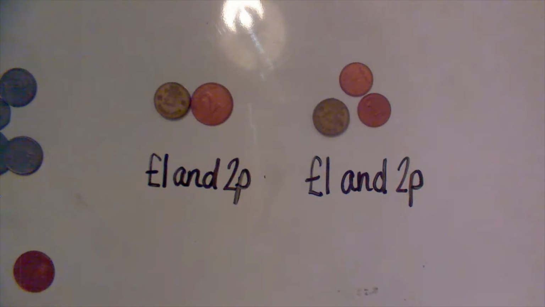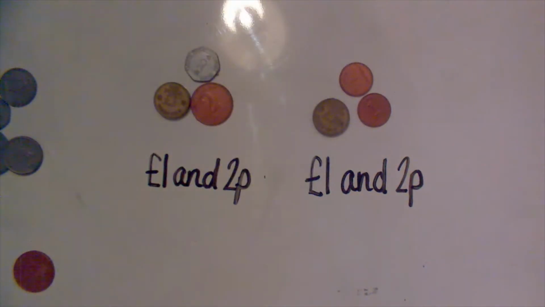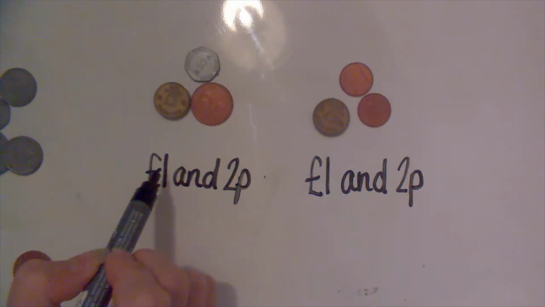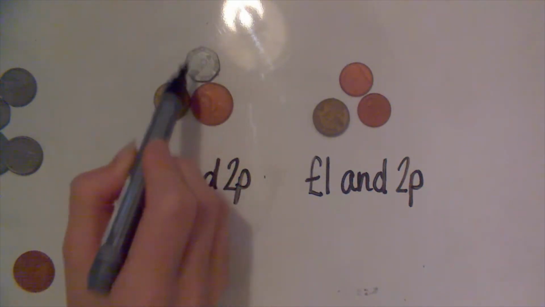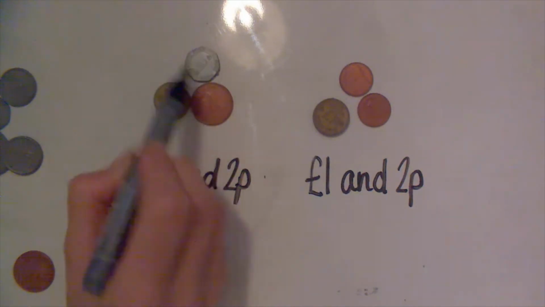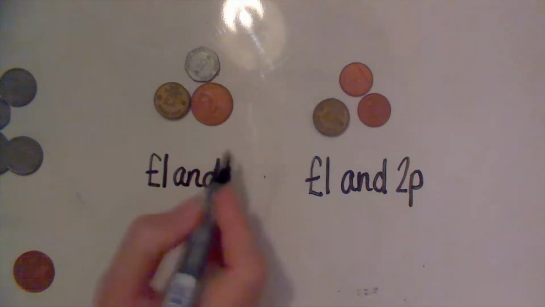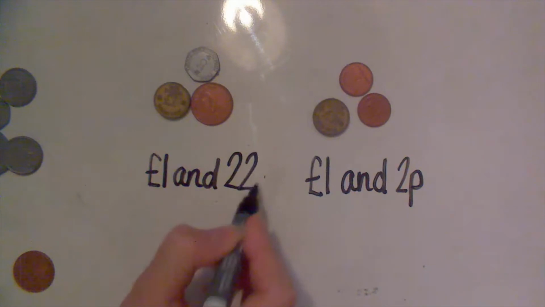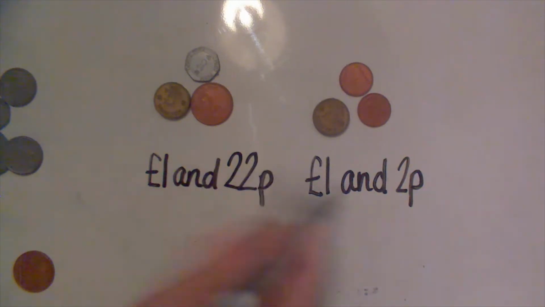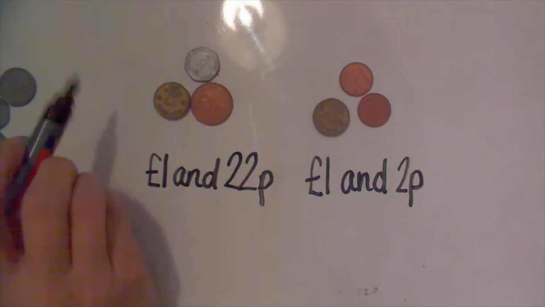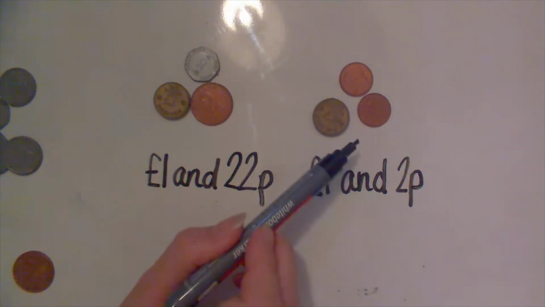What if I did this? Are they the same now? They don't look the same, but we always need to check. I've still got £1, but this time I've got a 20p and a 2p. I've got 22p. My pence has changed. 22p. Are they the same now? No, they're different. We need to make this side the same.